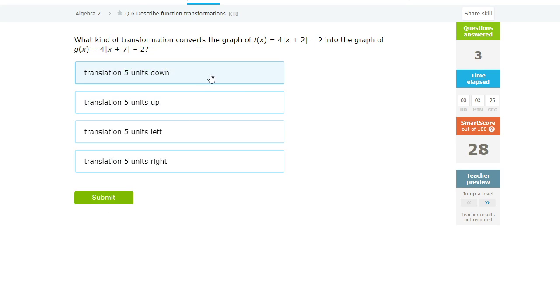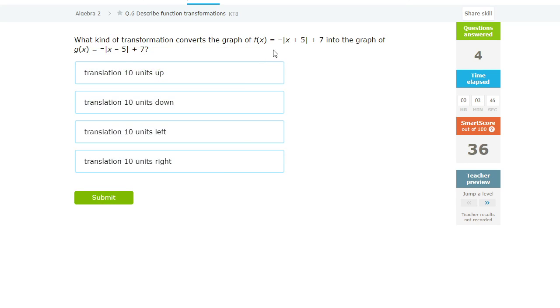Okay? Next one. Similarly, the -2 outside stayed the same, but x plus 2 became x plus 7. So I had to add 5 on the inside. Adding 5 on the inside is moving towards the left. So 5 units to the left.